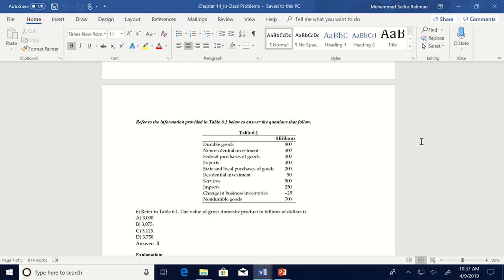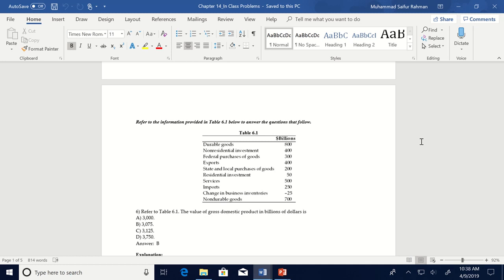So we notice that all the components of C are there: durable, non-durable, and services. We notice all the components of investment are there: non-residential, residential, and changes in business inventories. We notice that all the components of G are available: federal purchase of goods and services, state and local purchase of goods and services. We notice that all the components of net export are available. You have information on export and you have information on imports.